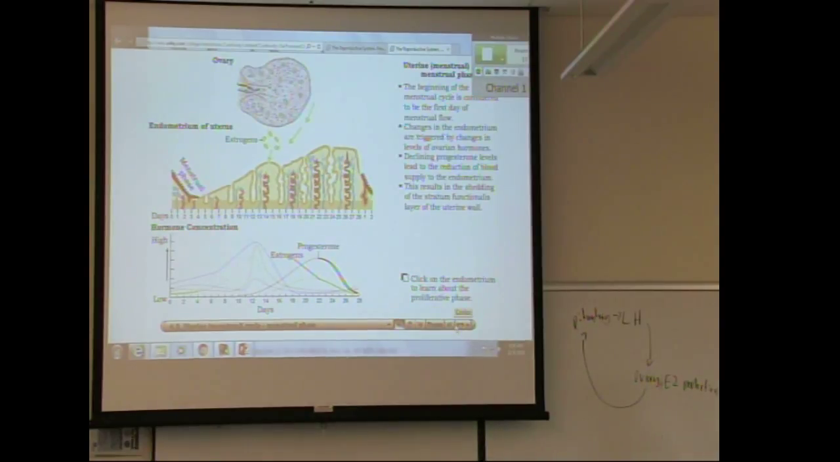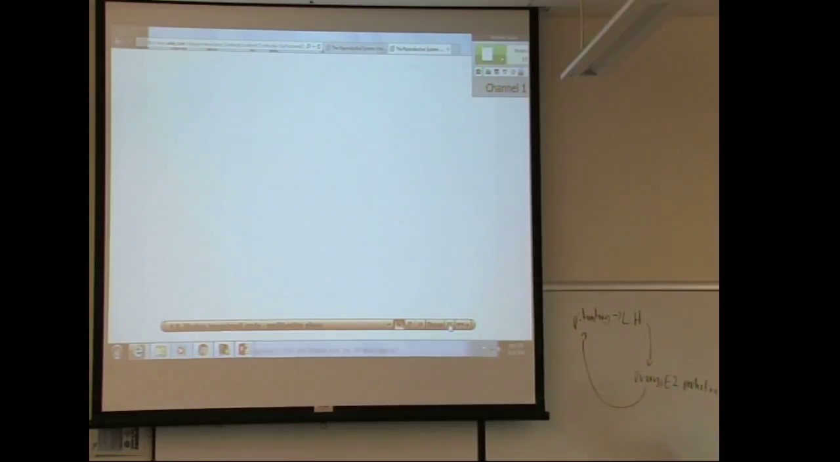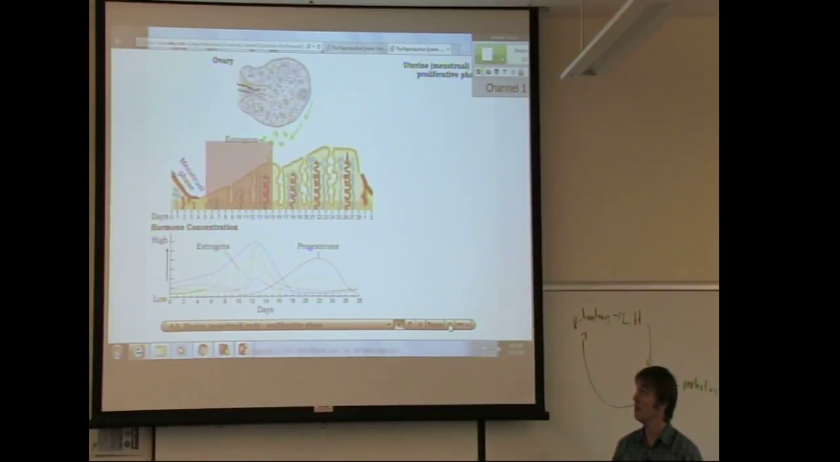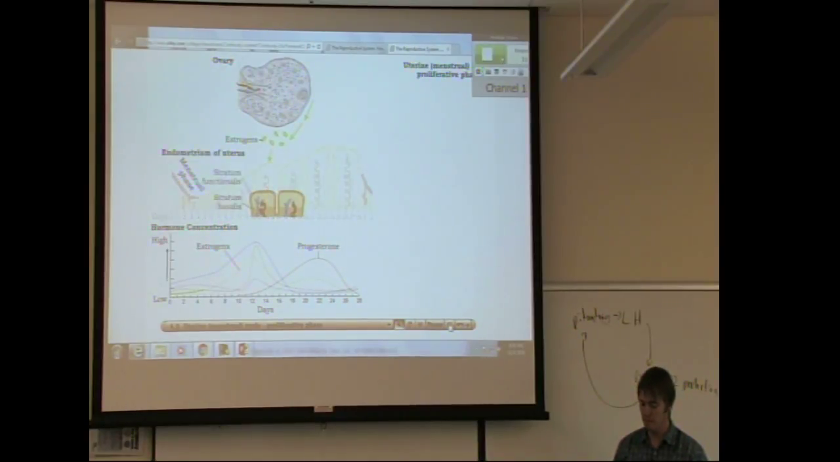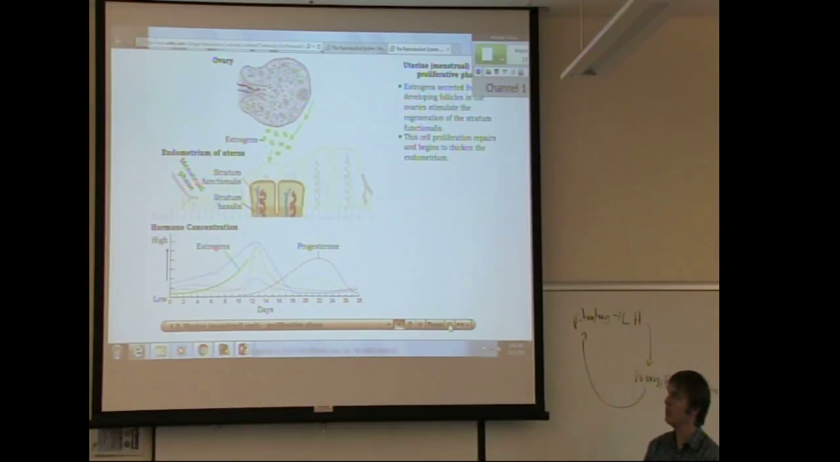All right, so what about proliferative? After menses, the proliferative phase of the uterine cycle begins. In response to estrogens secreted by the maturing ovarian follicles, the cells of the stratum basalis proliferate, regenerating the stratum functionalis and repairing the endometrium.